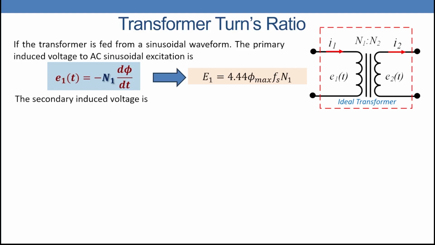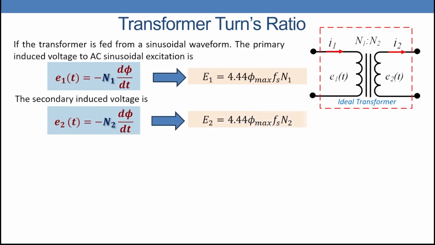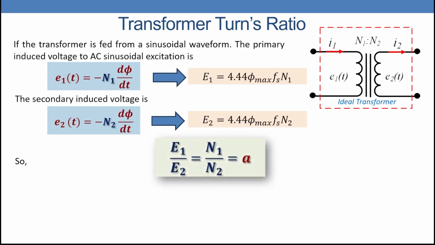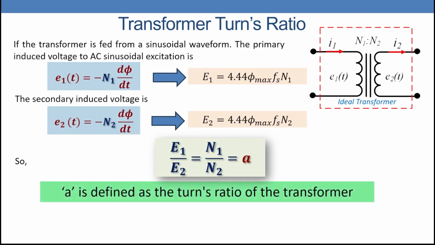And the same flux is going to link the secondary winding. So according to the equation, E2(t) equals minus N2 d phi by dt. Hence, the induced voltage in the secondary winding, RMS value, equals 4.44 phi maximum, the same flux, Fs, the supply frequency, but N2, the number of turns of the secondary winding. So in this case, we can say that E1 over E2 equals N1 over N2, which we call A, where A is defined as the turns ratio of the transformer, which is the relation between the induced voltage in the primary winding and the secondary winding, or the ratio between the number of turns of the primary winding and secondary winding.